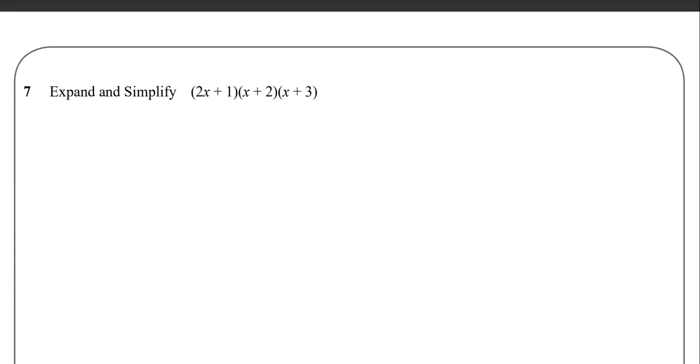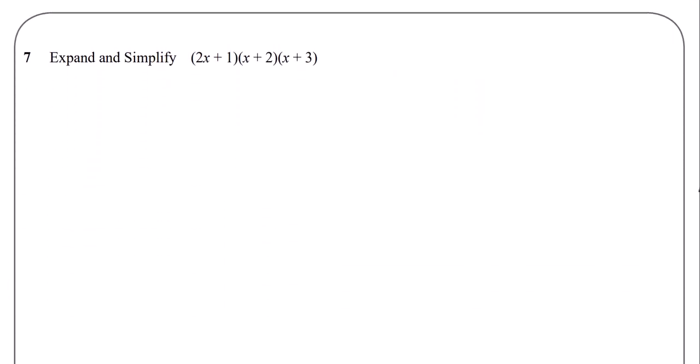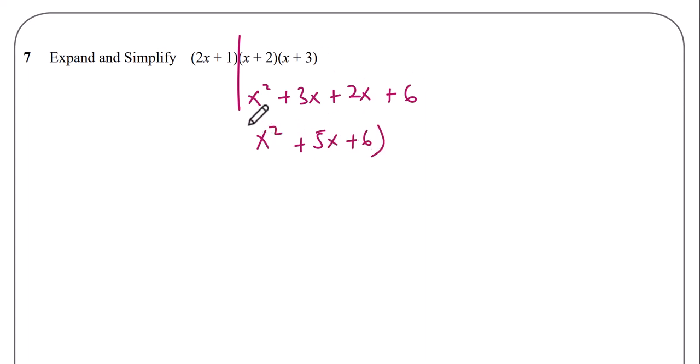And you go to the next question. Again, you want to expand this one. x times x is x squared, and x times 3 is 3x, and 2 times x is 2x, and 2 times 3 is 6. That's going to be x squared plus 5x plus 6. Okay, put that in bracket, and then you bring this one down, which is 2x plus 1.